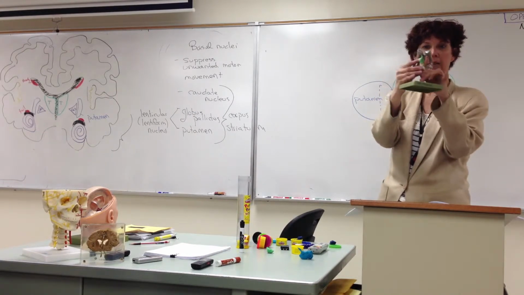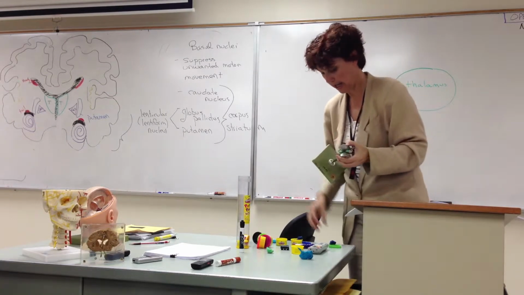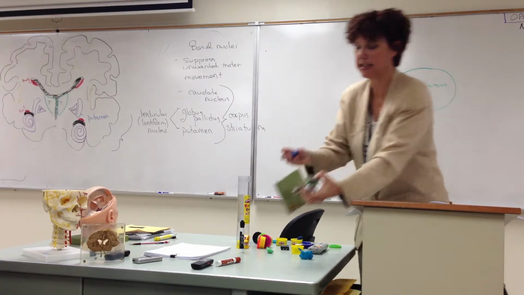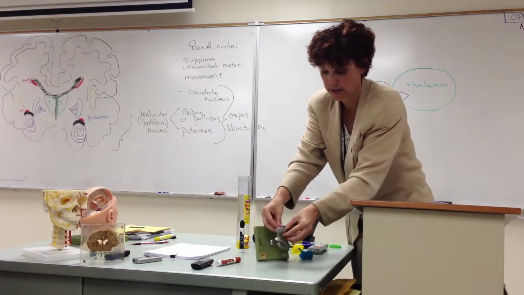All right, so there's the thalamus forming the lateral wall of the third ventricle. And then my globus pallidus is going to be right there.